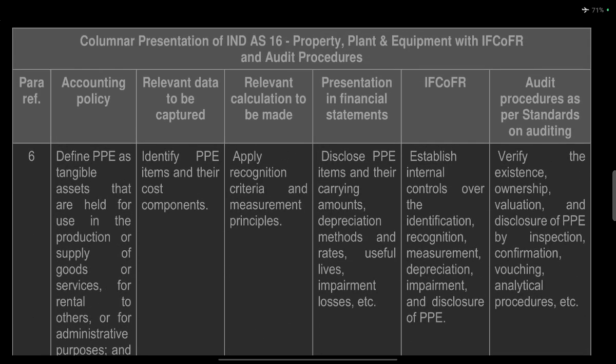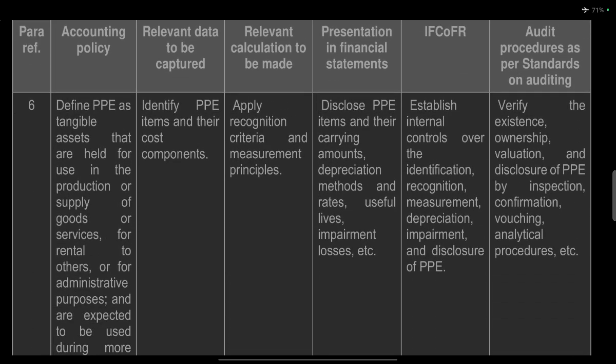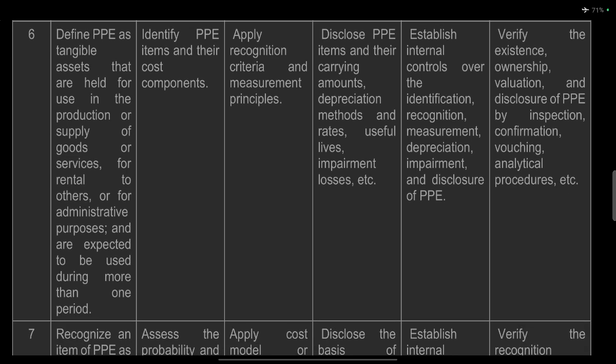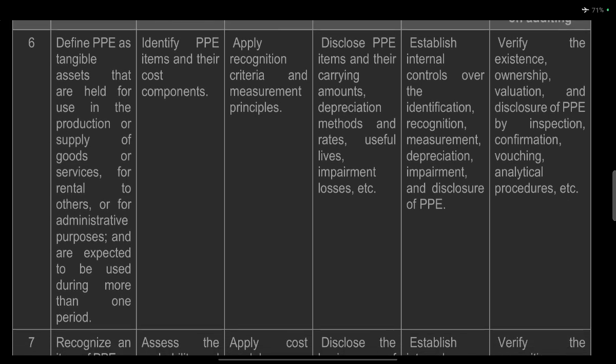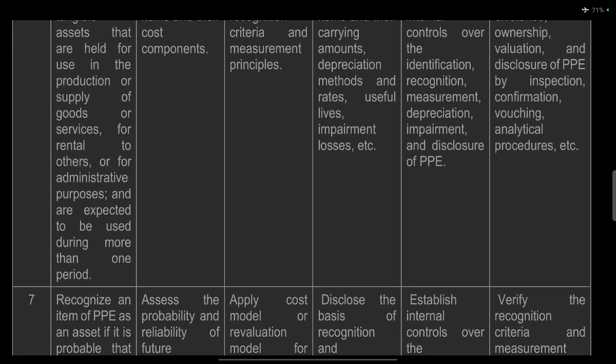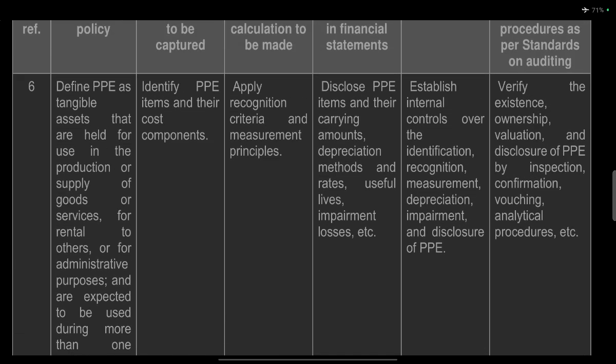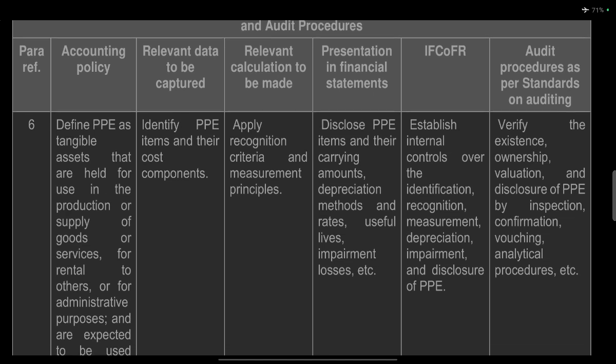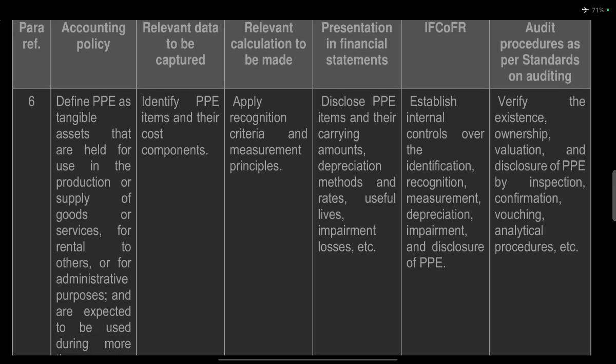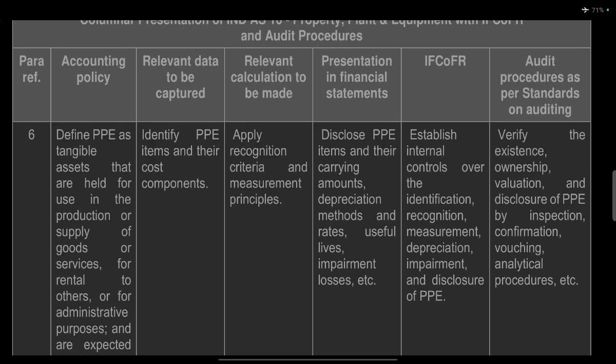So, paragraph 6 defines PPE as tangible assets that are held for use in the production or supply of goods and services, for rental to others, or for administrative purposes, and are expected to be used during more than one period. Relevant data to be captured: identify the PPE items and their cost components. Relevant calculation to be applied: the recognition criteria, measurement and principles.